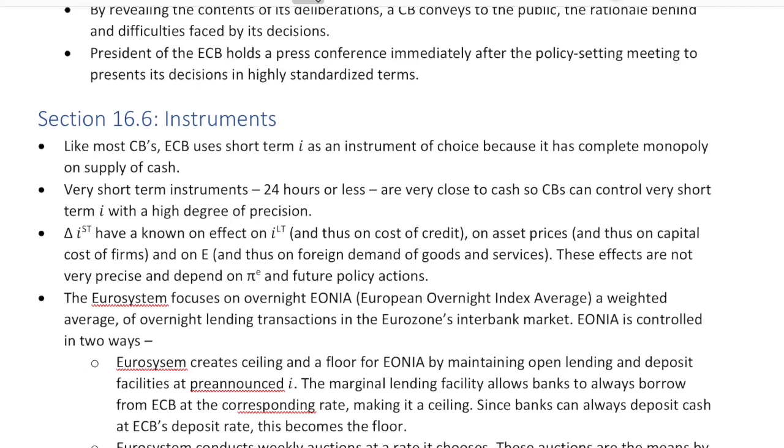So this is borrowing. So this is the borrowing rate. It generally makes it a ceiling, right? The borrowing rate is a ceiling. Now, on the other hand, since the banks can always deposit cash at ECB's deposit rate, this becomes the floor. So this is how it keeps the rates in check.